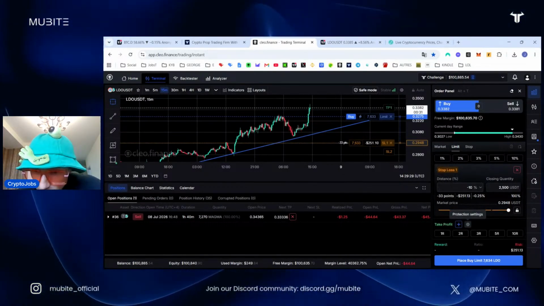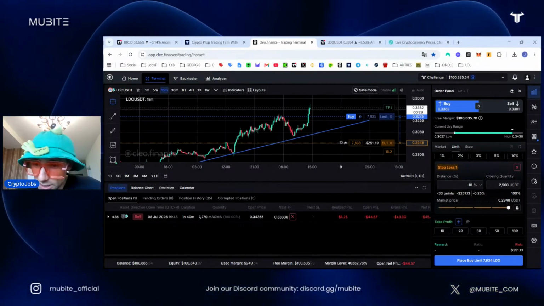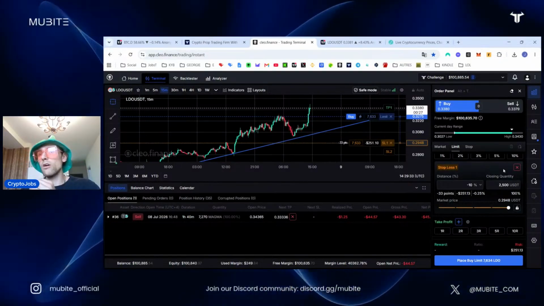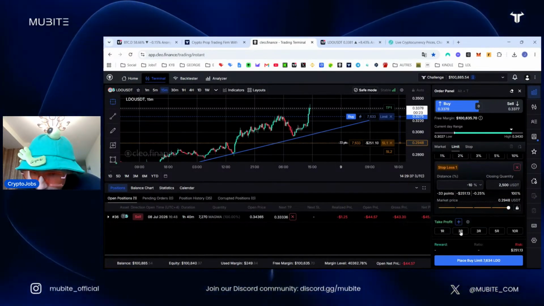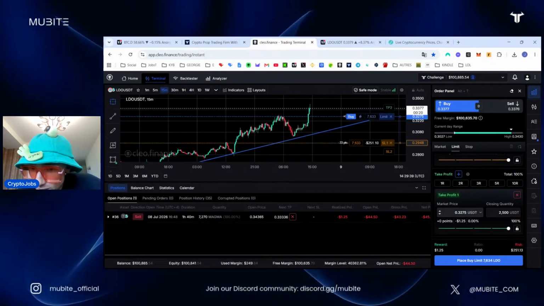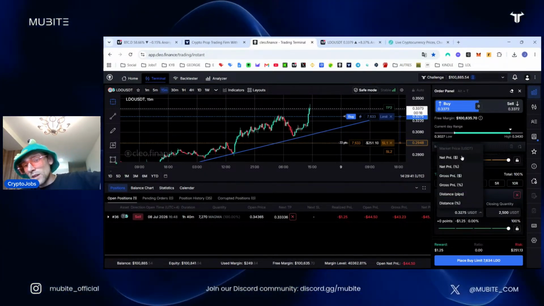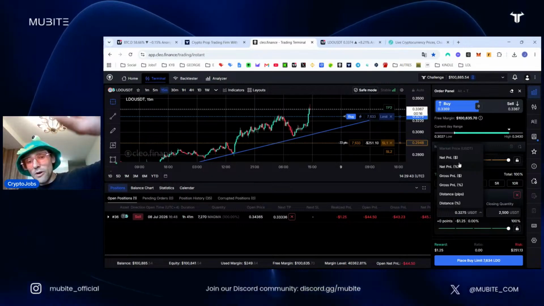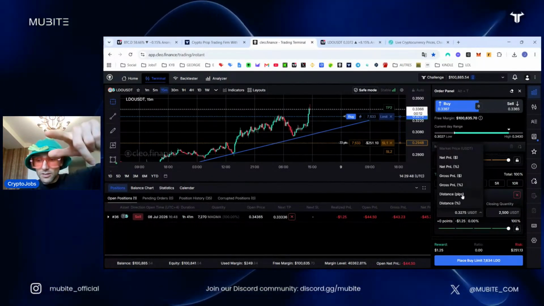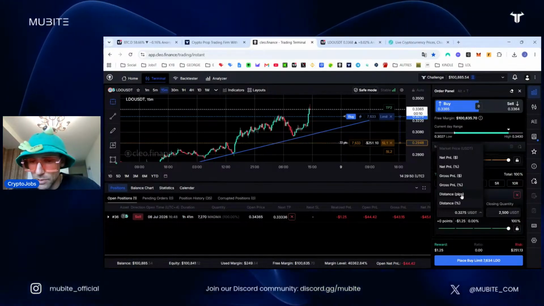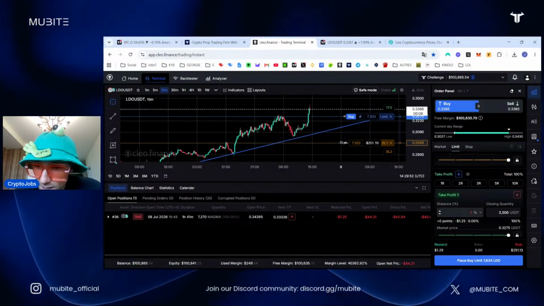So 10% is just to cover, but usually with my strategy, you can also skip the stop loss, but I recommend always to have one. And the take profit, you see the dashboard is very clean. You can choose your take profit by the net PNL, the gross PNL, the distance in pips. I'm not so familiar with pips, but also the distance in percent, which I use.